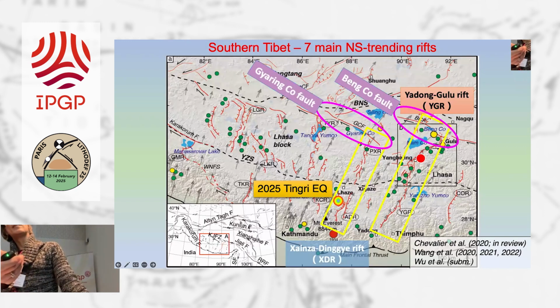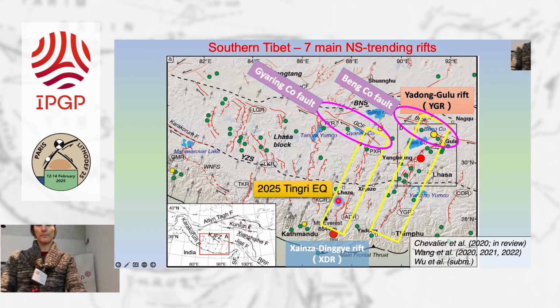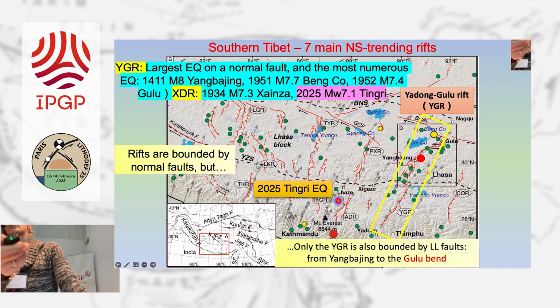So southern Tibet is dissected by 7 main north-south trending grabens. And along the Karakoram-Jali Fault Zone here, you have these right lateral strike-slip faults. So you have the Xainza Fault here that connects with the Xainza-Dinggye Rift. And you have the Bengtso Fault that merges with the Yadong-Gulu Rift here. And the Tingri Earthquake occurred in the southern part of the Xainza-Dinggye Rift.